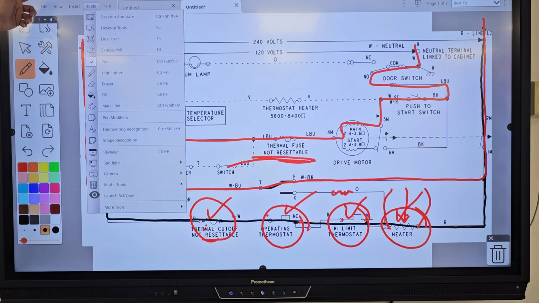I don't know why I don't see my eraser tool here. See that, but where's the one that clears the whole screen?